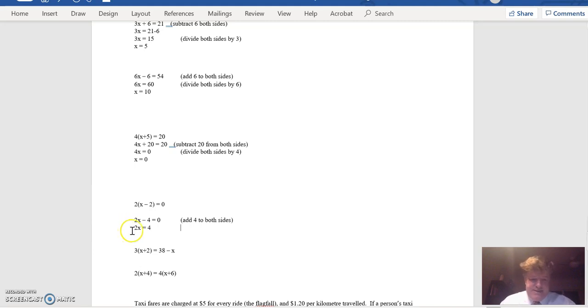You can probably guess, 2 times a certain number equals 4. Well, the certain number's got to be 2, but let's do it mathematically and just double check. 2x equals 4. The opposite of multiplying by 2 is divide by 2, so we divide both sides by 2.